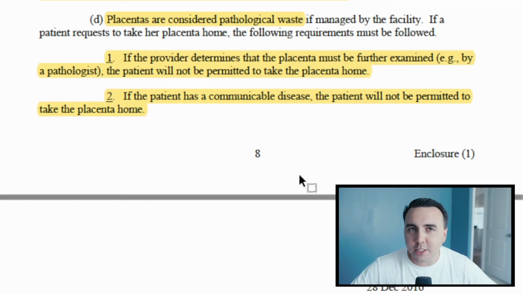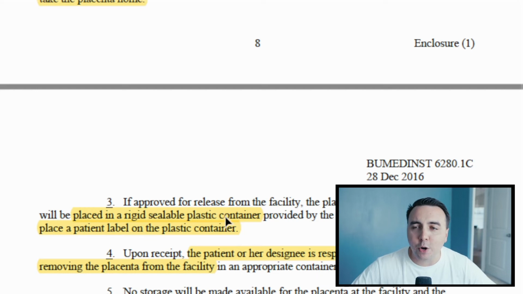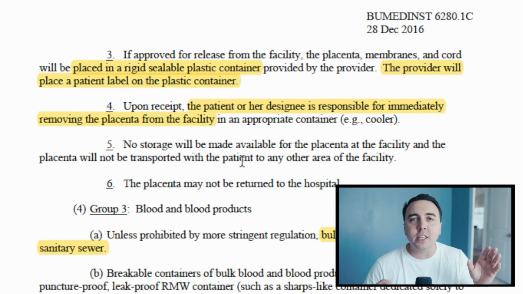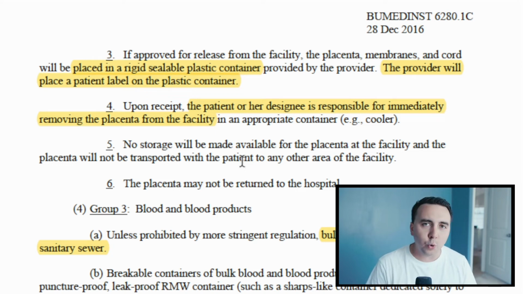However, it has to follow these few guidelines. It says if the provider determines the placenta must be further examined by a pathologist, the patient will not be permitted to take the placenta home. Obviously, they don't want to get any pathogens outside that facility if they can avoid it. And it says if the patient has a communicable disease, the patient will not be permitted to take the placenta home. The provider will then put it in a bag and put the patient's name on it and label it. At that point, it is the patient's responsibility to take it off-site immediately via a cooler or whatever else, because they can't return it to the medical facility.